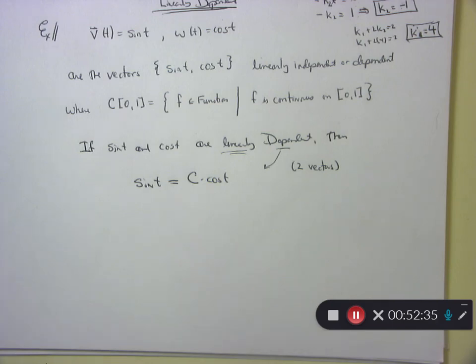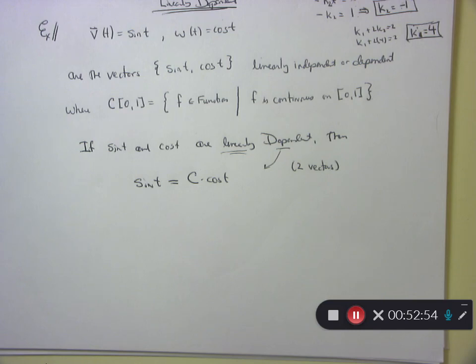In English, if I only got two vectors, is one vector equal to a constant times the other vector? Answer is either yes or no. Tell me what you guys know about trig. Now, I can manipulate trig all over the place, but everything in trig is based upon basically two functions. What are those two functions? Sine and cosine. And I can't get one from the other.